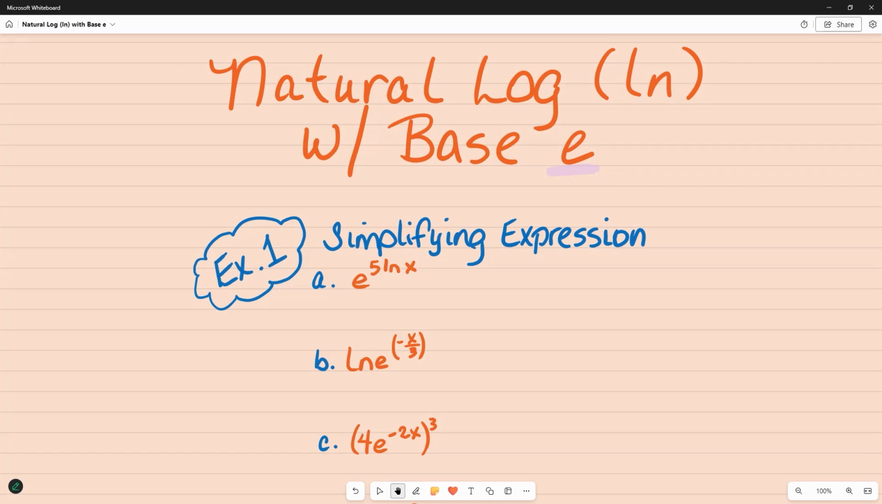Today I will discuss natural log with base E. On your calculator, you will notice that natural log is abbreviated with LN, and above that, it's going to have E raised to the X power. But I'll show you that once we get to example 2. For example 1, you are asked to simplify expressions.